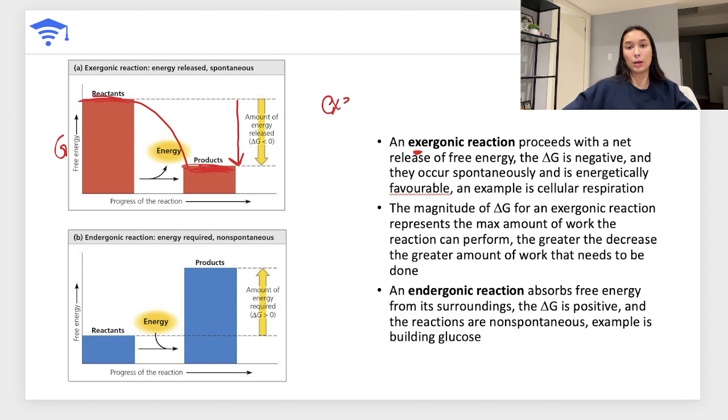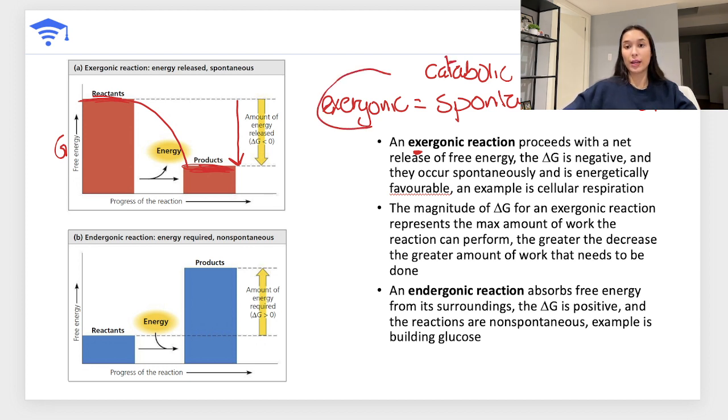So exergonic equals spontaneous, and it also equals a negative delta G. It's never going to be a positive delta G. So all three of these go together. This also goes together with catabolic reactions because catabolic reactions release energy, remember? So catabolic reactions are always exergonic, they're always spontaneous, and they would always have a negative delta G. So all of these go together.